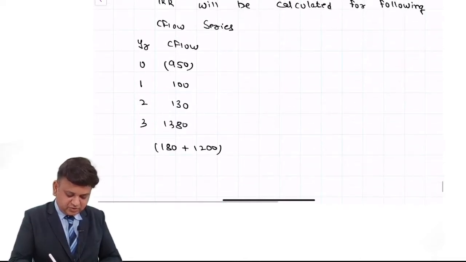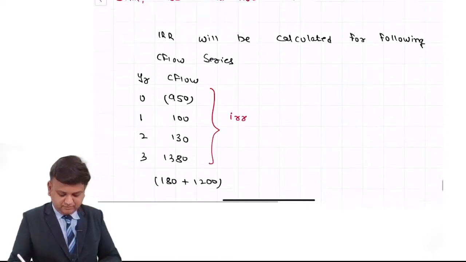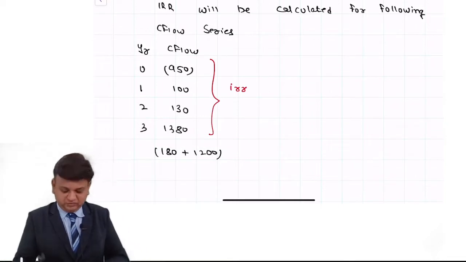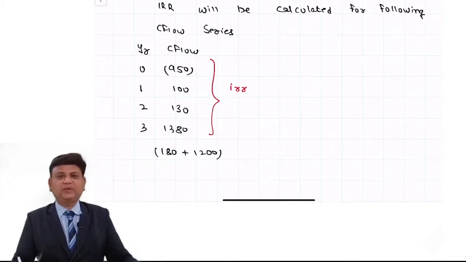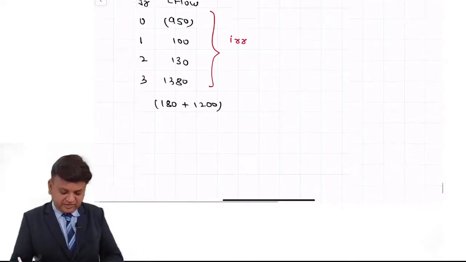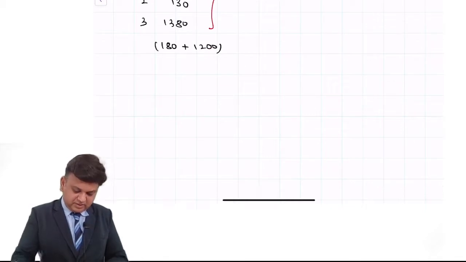Now for this cash flow series, we are required to make the calculation of internal rate of return. This is what we understand. Now friends, IRR is supposed to be calculated using trial and error method. So we have to start randomly with a rate, and with that, the NPV will be calculated. Let us answer the question.